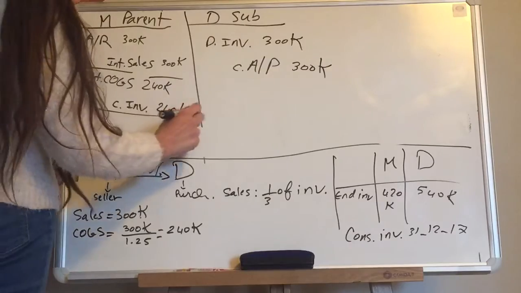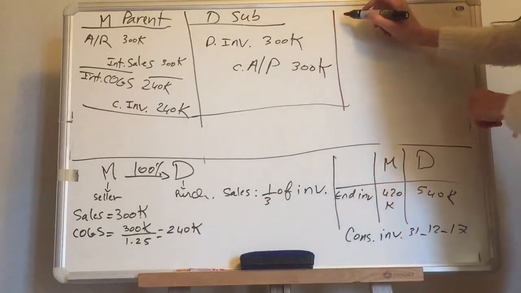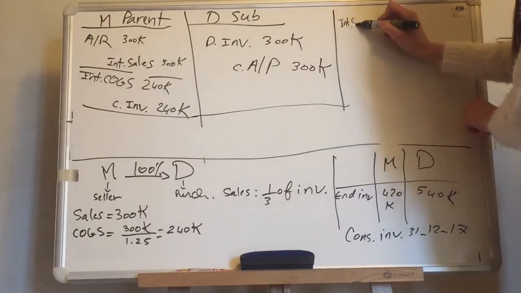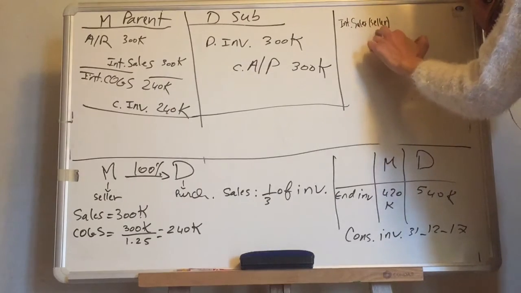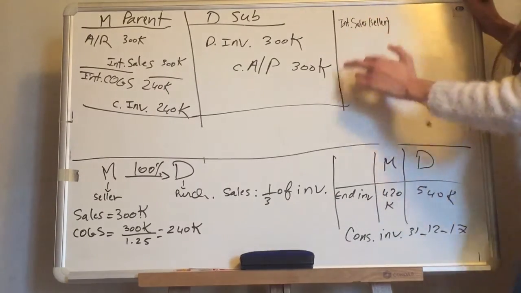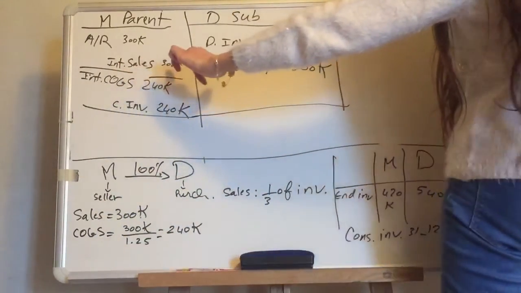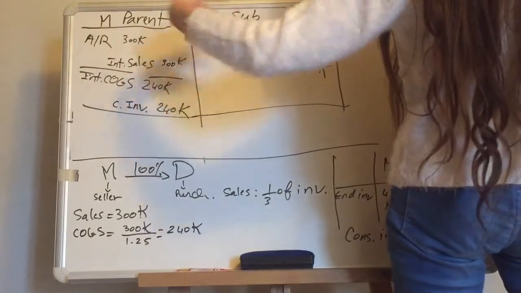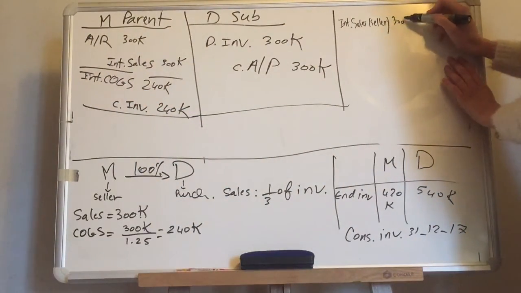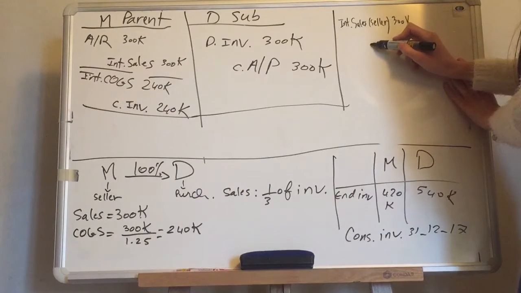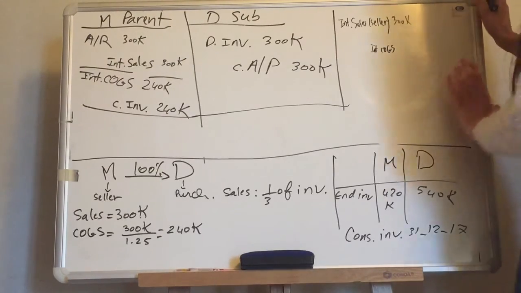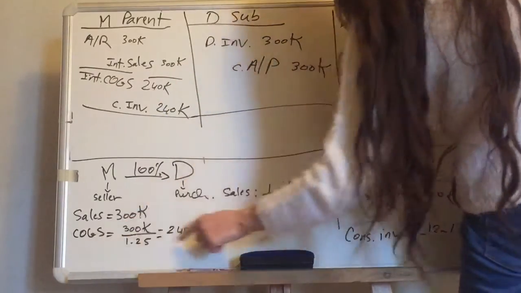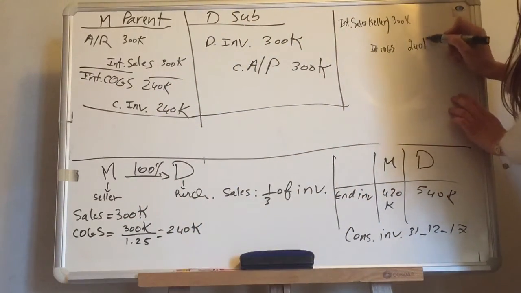Okay, how do we eliminate this? This is very simple. You debit the intercompany sales of the seller. Remember SS, sales and seller. For the amount of 300K, you reverse it. It's in the credit now, it goes to the debit side. And you credit the intercompany COGS of the seller for 240K.